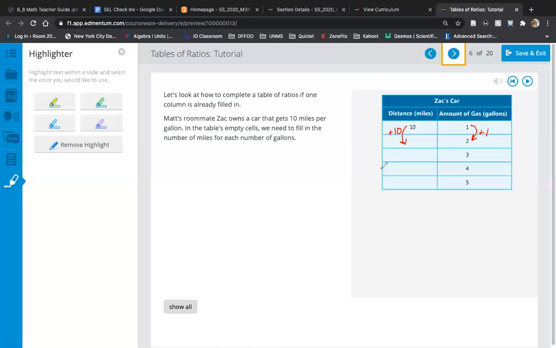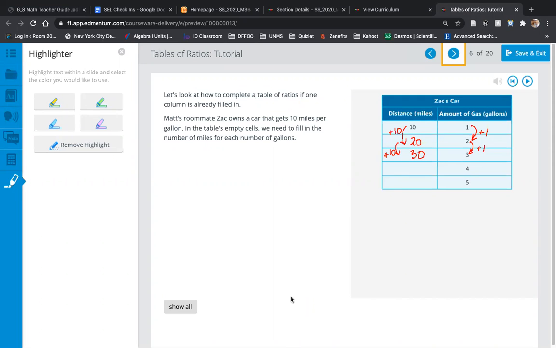So I need to add 10 more. So this one would be 20, right? And then I would say, okay, now I'm going from 2 gallons of gas up, adding 1 more gallon. So every time I add 1 gallon of gas, my car is going to go an extra 10 miles. So now I'm going from 20 miles up to 30 miles. So that's one way to do it. You can keep adding by 1 on the right-hand side, adding by 10 on the left-hand side.